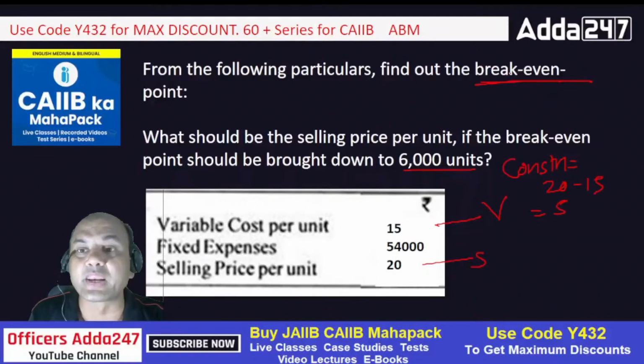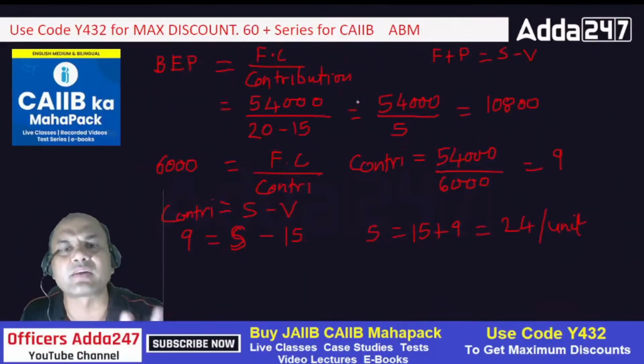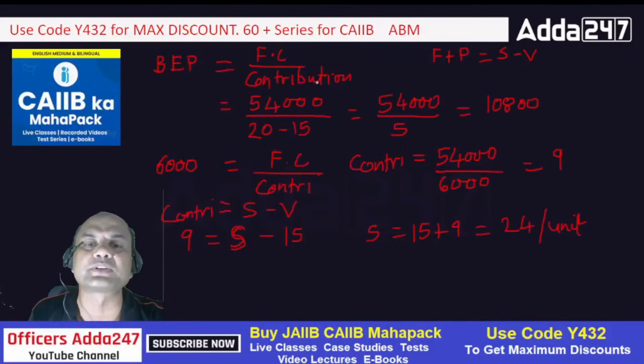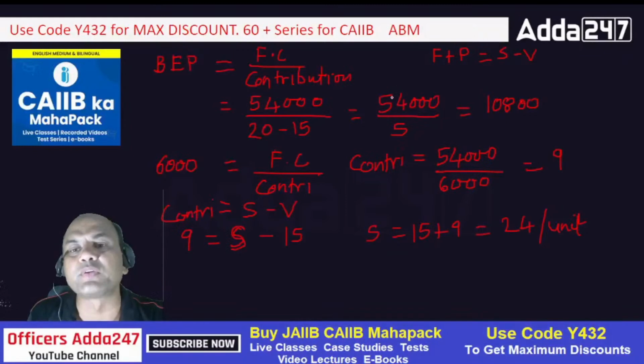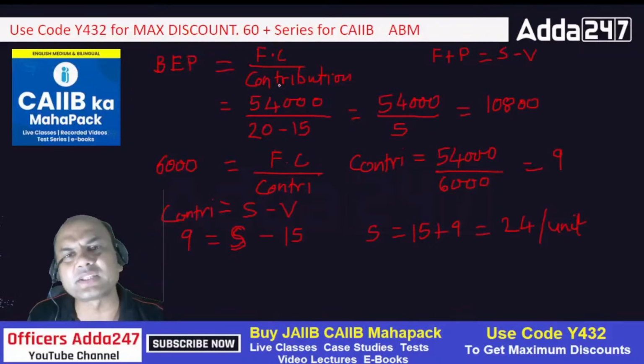What do I want? Break-even point. I have to find the break-even sales. So what was the formula? Fixed cost upon contribution. Now this I know. See here, you don't even need to go anywhere. So it is fixed cost upon contribution: 54,000 upon contribution, which is 5. So 54,000 upon 5 is 10,800, right? So you got this here.